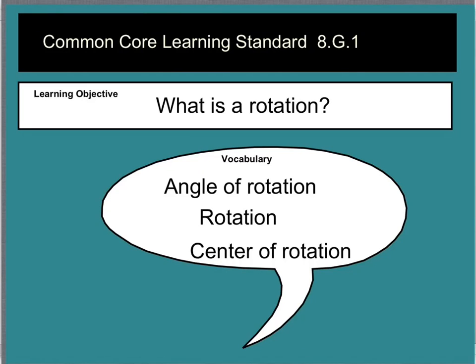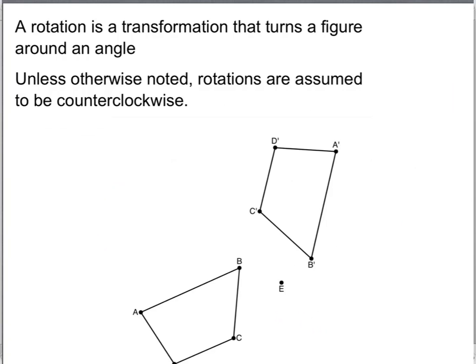This is the third lesson in the Common Core Learning Standard 8G1, which is what is a rotation. The vocabulary today is angle of rotation, rotation, and center of rotation. Okay, so a rotation is a transformation that turns a figure around an angle.